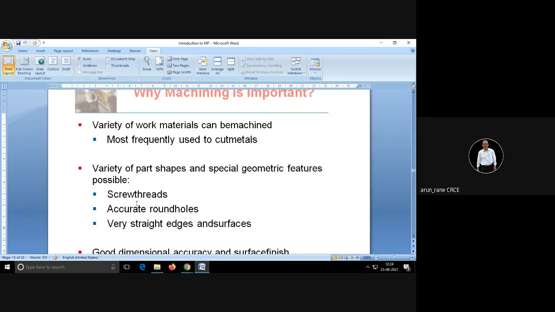If you want accurate round holes, we talk about G6H7. Accurate round holes are needed when there is a very close relative motion, say cylinder and piston. The piston is going inside the cylinder, many times, to and fro.